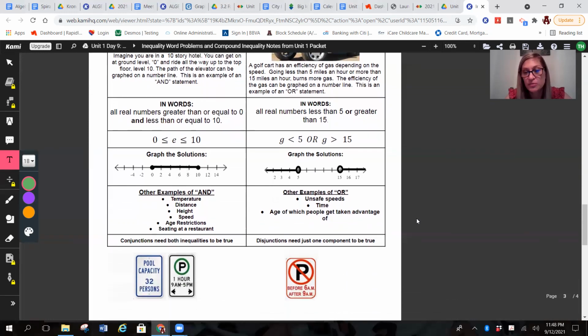So here are some cool signs I found on the web that would represent an inequality. How many people can go swimming in a pool? The number of people at a banquet. For the fire code, you have to have between this number and this number, or you're out of fire code. You could get in trouble and get fined.